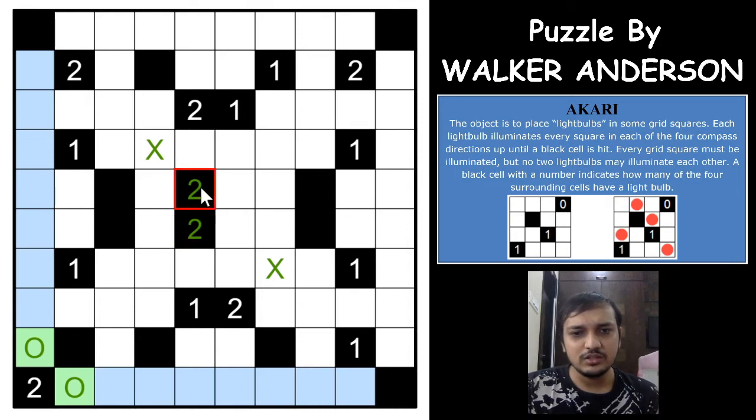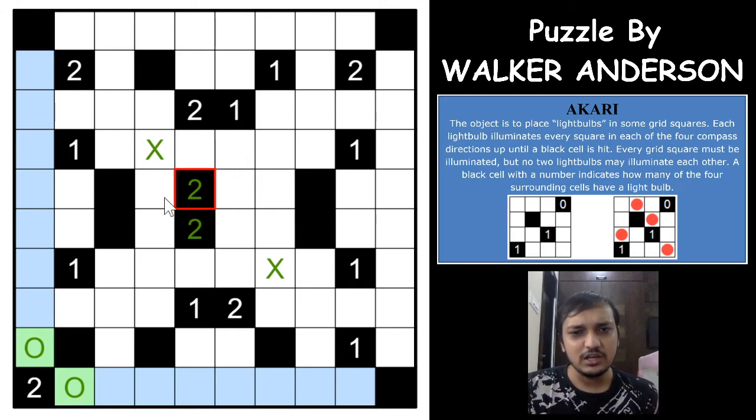There are exactly 4 light bulbs needed for this 2 and 2, right? Because there won't be any light bulb that will be used for both the clues. So if I have a light bulb here, it will be used only for the 2. In this case, if I have a light bulb here, this 2 and this 2 will both use that light bulb. So that is the different case.